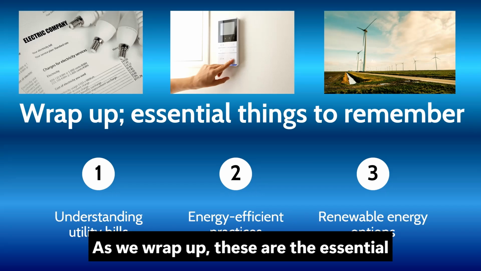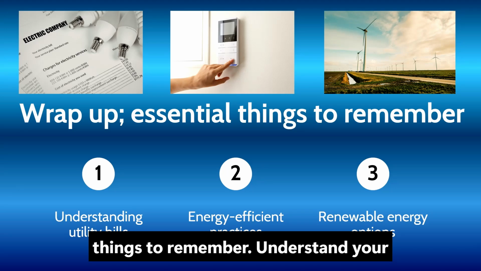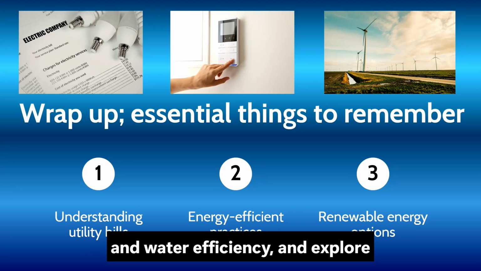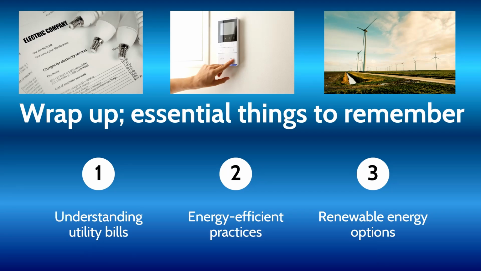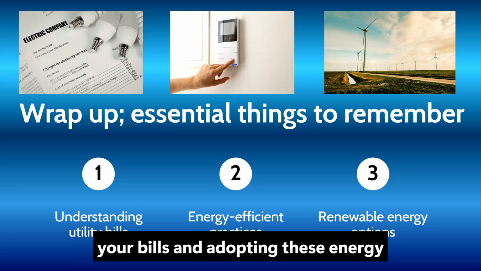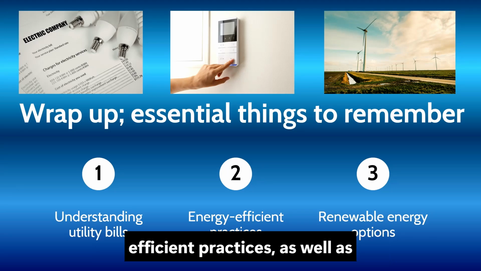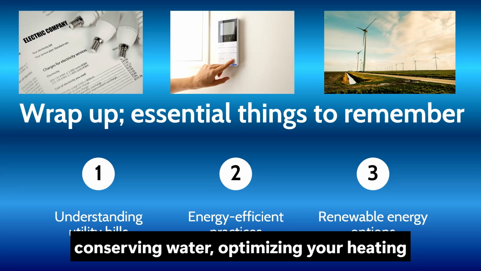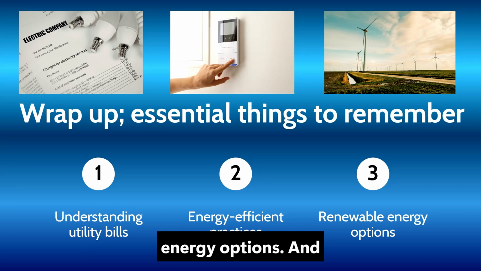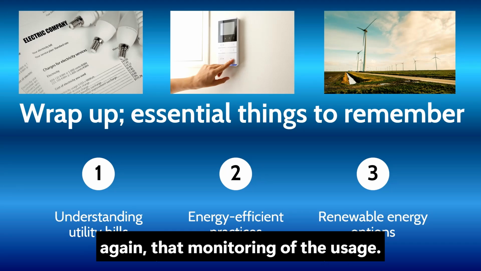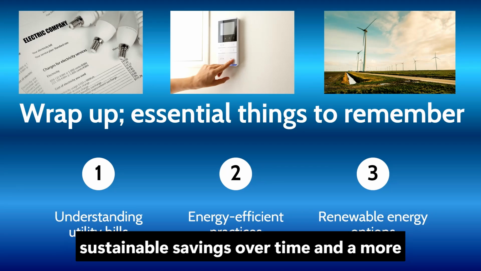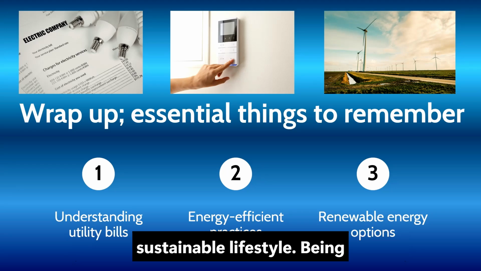As we wrap up, these are the essential things to remember. Understand your utility bills, practice energy and water efficiency, and explore renewable energy options. Reducing utility bills is achievable through a combination of understanding your bills and adopting these energy efficient practices, as well as conserving water, optimizing your heating and cooling, and exploring the renewable energy options. And again, that monitoring of the usage. Implementing these strategies can lead to sustainable savings over time and a more sustainable lifestyle.